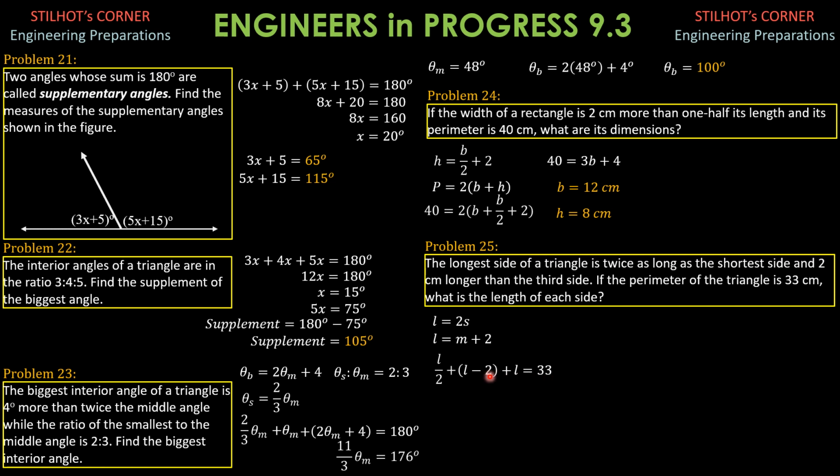33 plus 2 is 35. So 5 halves L equals 35. Therefore, L is 2 times 35, 70 over 5. So L, the longest side, is 14 cm. The middle side is 14 minus 2, 12 cm. And the shortest side is L over 2, 14 over 2, 7 cm.